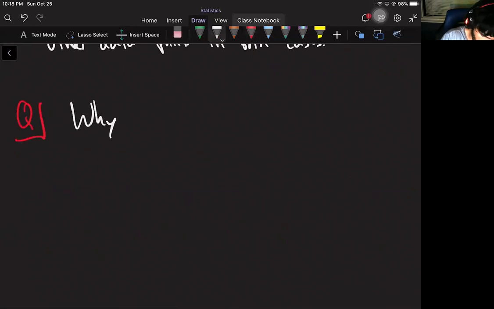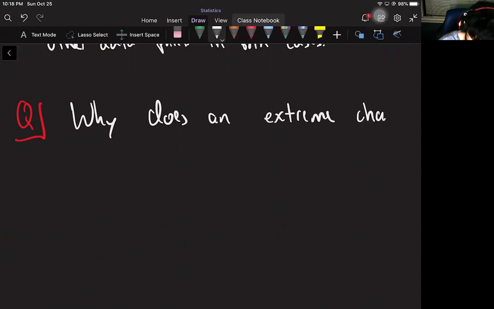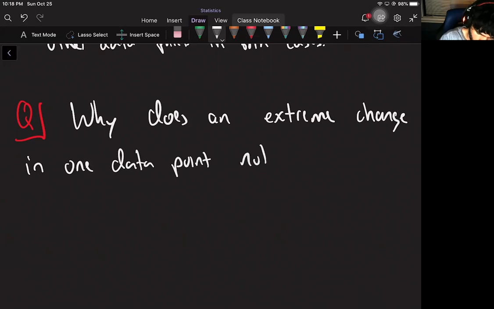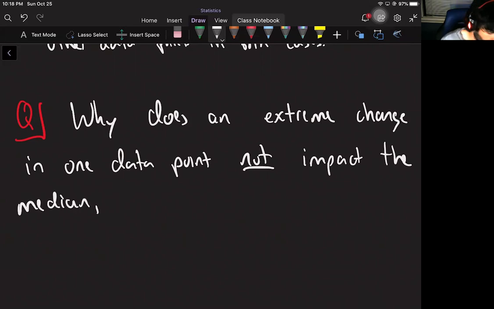So why does the median change? Sorry, I would word this a little bit differently. So why does an extreme change in one data point not impact the median, but does impact the mean.